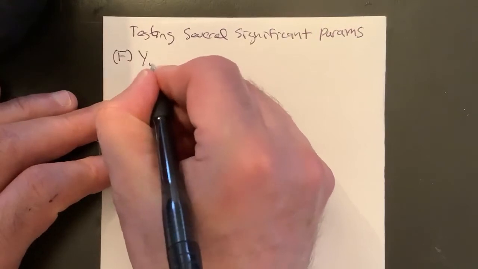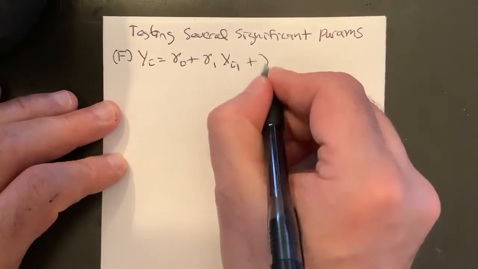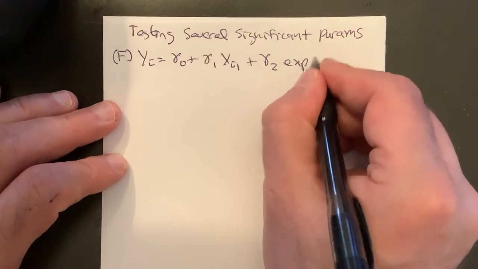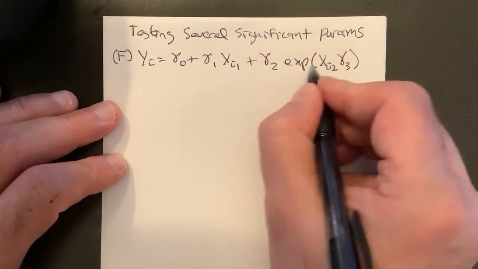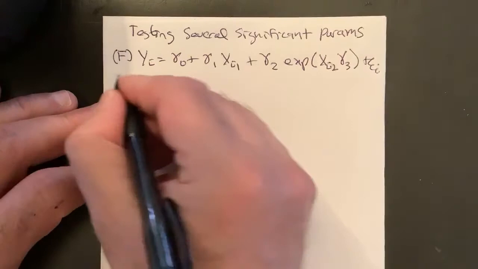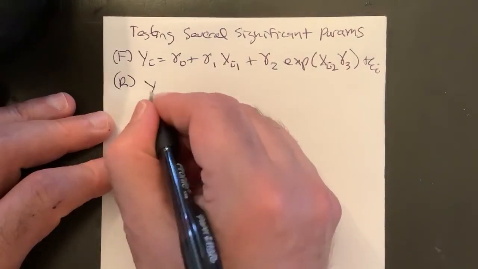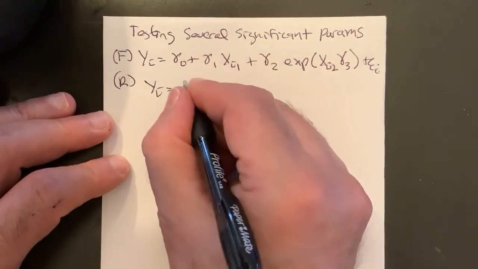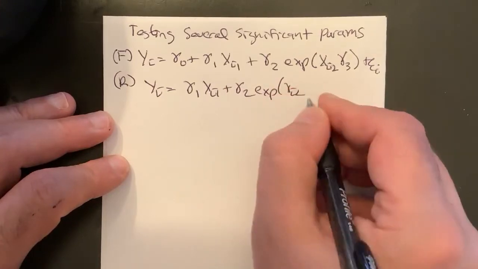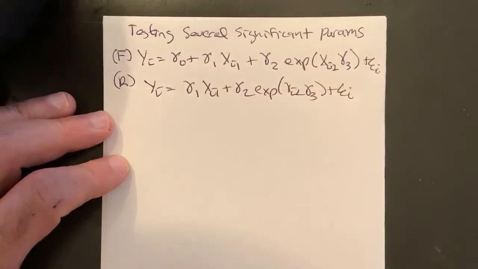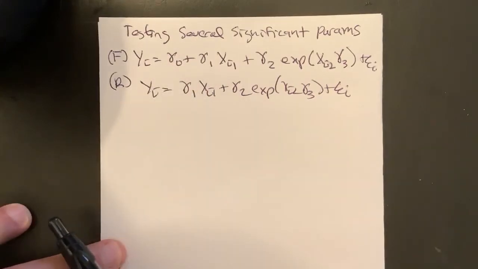So say I have yi equals gamma 0 plus gamma 1 xi1 plus gamma 2 xi2 plus gamma 3 xi3 plus epsilon i, and say the reduced model is yi equal, let's just make it easy, something like gamma 1 xi1 plus epsilon i, if I want to test the significance of this constant term here. Maybe I don't need it.